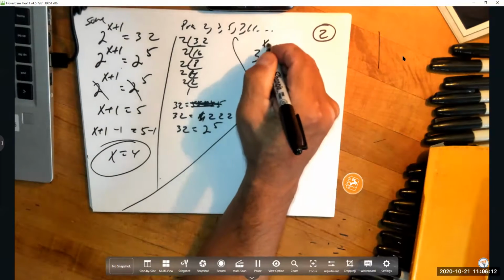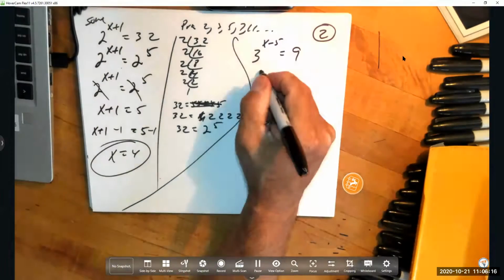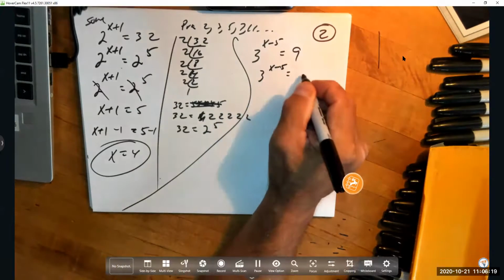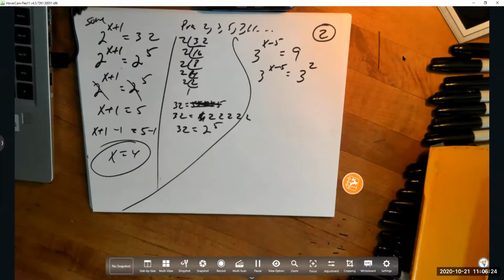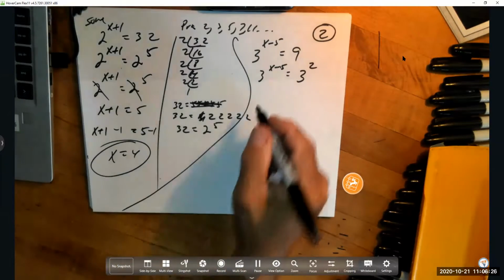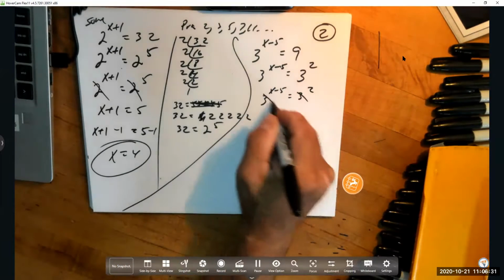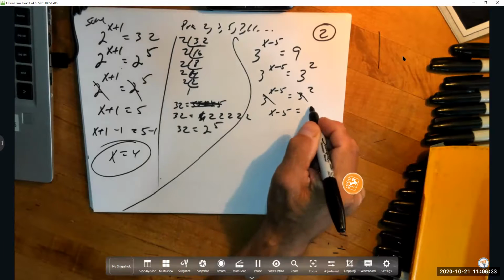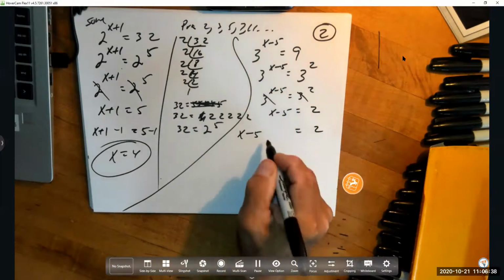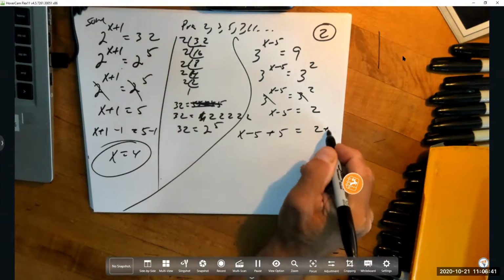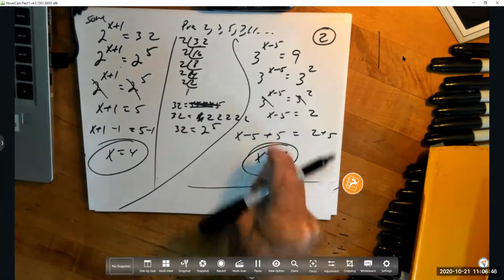Suppose I have 3 to the x minus 5 equals 9. Well, 3 to the x minus 5 equals 3 to the second power. Is that okay? 3 times 3 is 9. Now, that means that you can cancel one of these guys out. This is gone. x minus 5 is 2. So tell me that in the next step. What do you do to both sides? Add 5. So the answer must be 7. 7 goes in there, it works out.